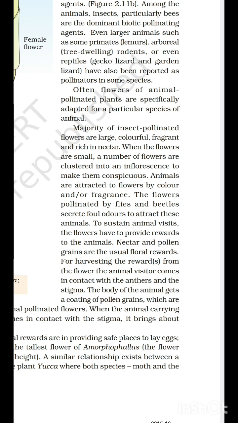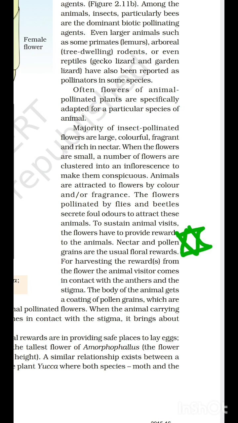Animals are attracted to flowers by color or fragrance. The flowers pollinated by flies and beetles secrete foul odor to attract these animals. To sustain animal visits, flowers have to provide a reward for the animals. Nectar and pollen grains are usually floral rewards. It is a very, very important point. Nectar and pollen grains are usual floral rewards.